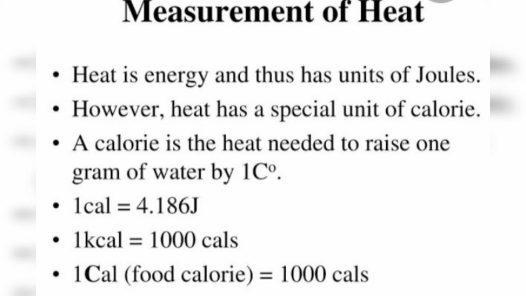That means you have to supply 4.186 joules of heat to increase the temperature of 1 gram of water by 1 degree Celsius. Sometimes they may ask the definition of calorie also. So what is a calorie? A calorie is the heat energy required to raise the temperature of 1 gram of water through 1 degree Celsius. So define calorie and its conversion in joules.